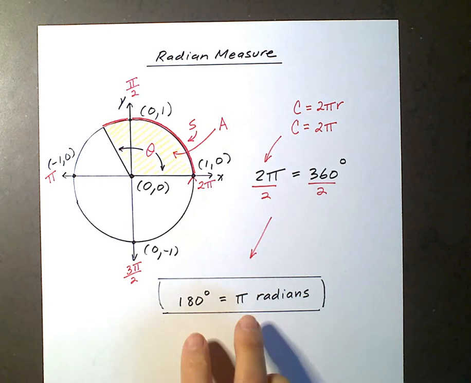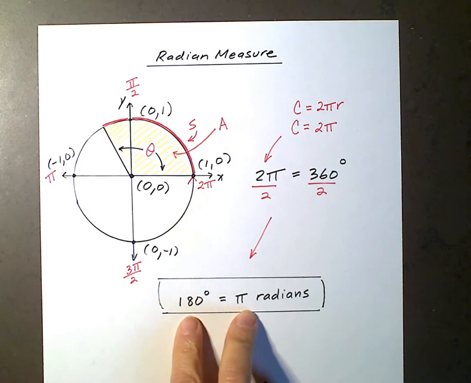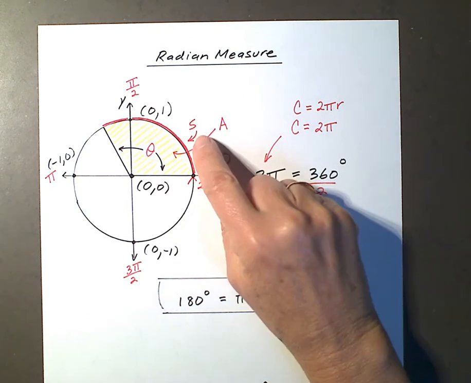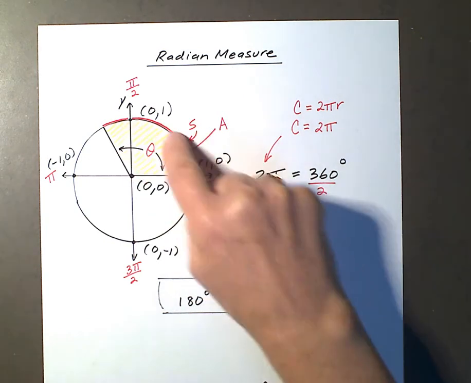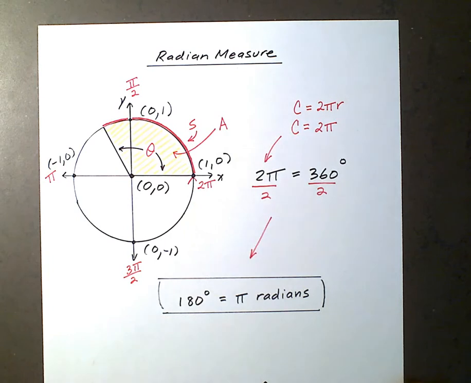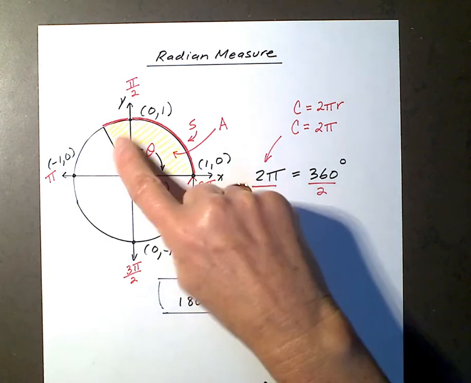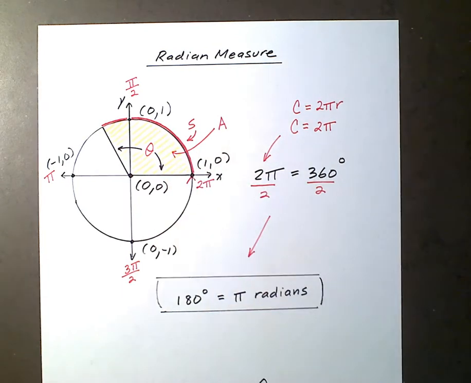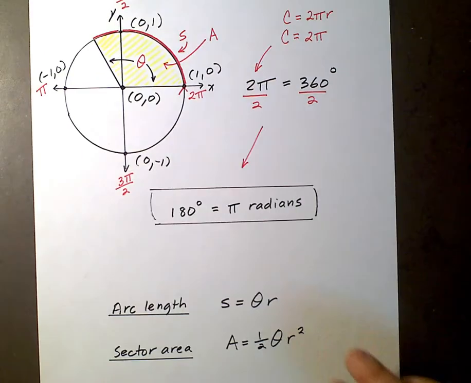So we'll use this fact that 180 degrees equals pi radians to be able to convert between radians and degrees, back and forth in either direction. Then later we'll come back and learn how to find the length in radians of an intercepted arc of a circle and the area of the sector related to that arc, and we'll study these two formulas here.